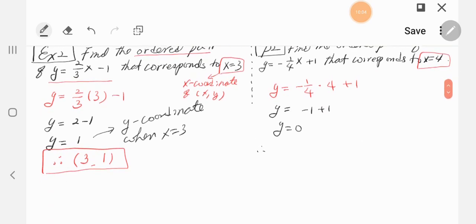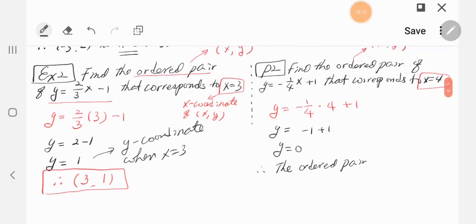Therefore, the ordered pair is: when x equals 4, y is 0. So this is the ordered pair. X equals 4, then y is 0. So this point satisfies the equation. So this point is one of the solutions of the equation. Okay.